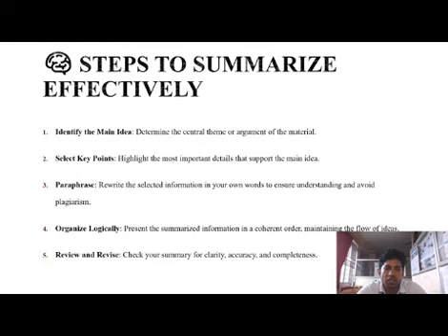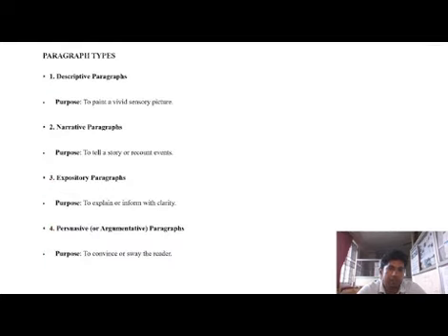So the next one is select key points. So highlight the most important details that support the main idea. So the third point is rewrite the selected information in your own words to ensure understanding and avoid plagiarism. So the fourth one is organize logically. Present the summarized information in a coherent order and maintaining the flow of ideas. The last one is review and revise. So check your summary for clarity, accuracy, and completeness.